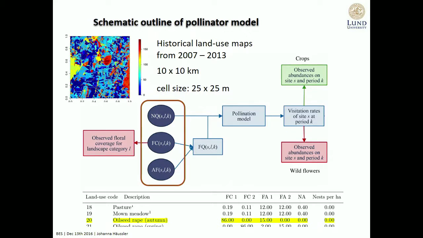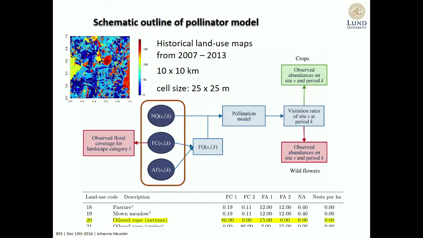With oilseed rape being the most dominant mass flowering crop in Scania, I'll show it as an example. We also divided our season dependent on oilseed rape. So we have flower period 1 during oilseed rape flowering, and then flower period 2 after oilseed rape flowering.